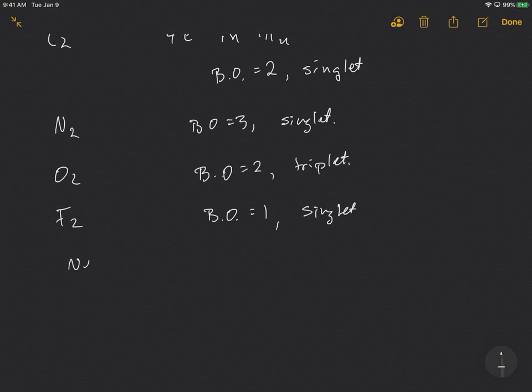And of course for neon, all filled, bond order is 0, and it's a singlet. So Ne2, of course, is not going to be a very stable molecule. So we've run through and populated a molecular orbital diagram for the second row homonuclear diatomics. That's the end of this lecture.